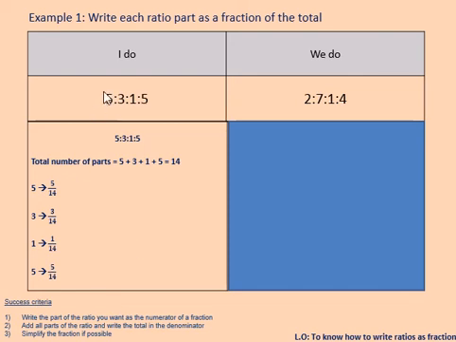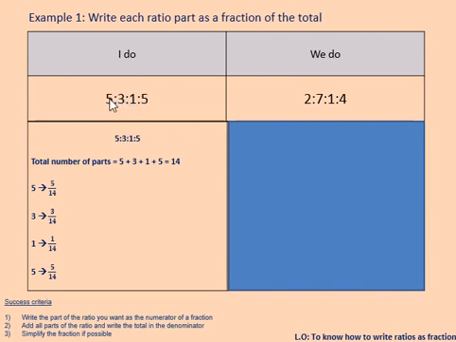So to write this first part of the ratio as a fraction, we're going to write 5 in the numerator. For the second part, we'd write 3 in the numerator of the fraction, remembering that the numerator is the top of the fraction. And then we need to decide the denominator, and for that we need to work out how many total parts there are in this whole ratio. So there's 5 plus 3 plus 1 plus 5, giving us a total of 14. So 14 will be on the denominator, the bottom of the fraction, and the numerator will be whatever part we're trying to write as a fraction.